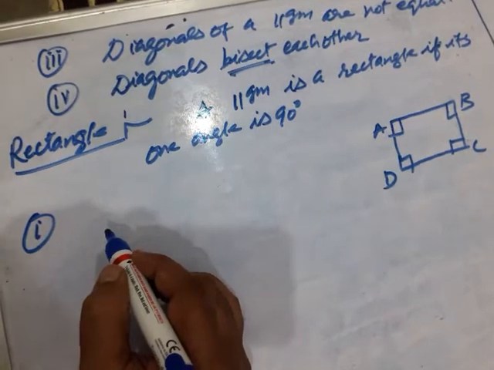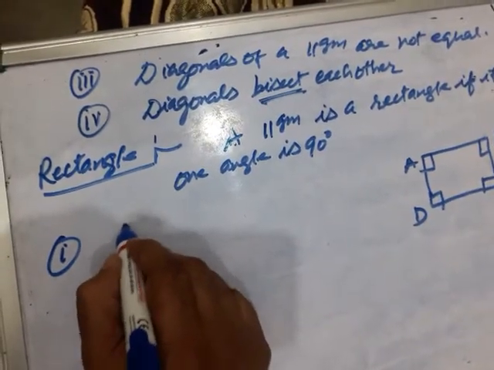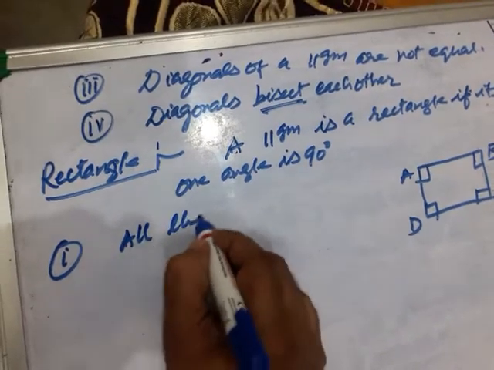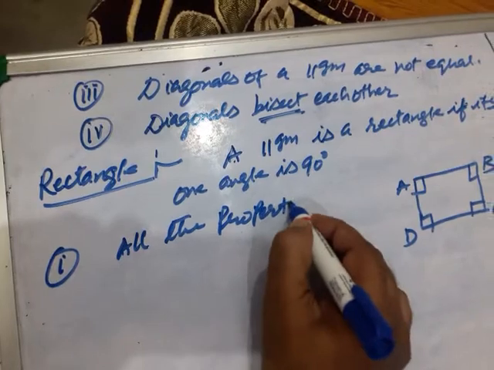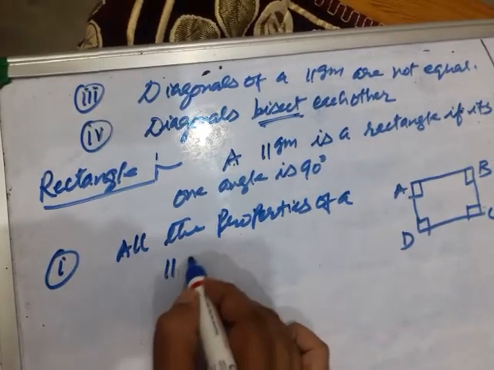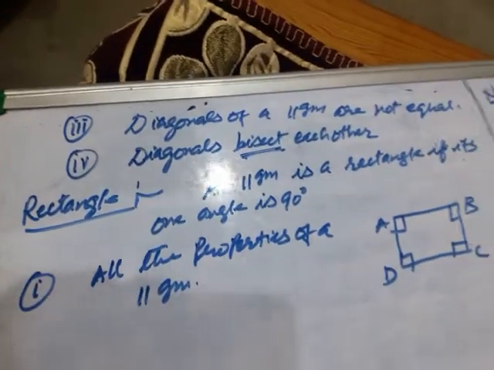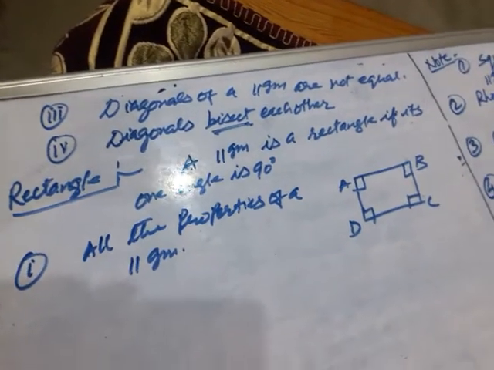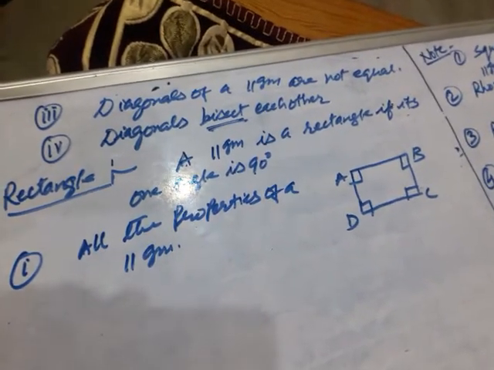That is, what is the property? All properties. It holds all the properties of a parallelogram. Clear? Since a rectangle is a parallelogram, it holds all the properties of a parallelogram, children. Clear? And what else is there? What extra properties are there?